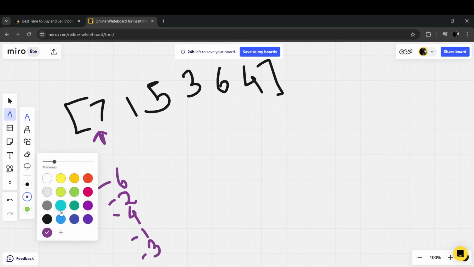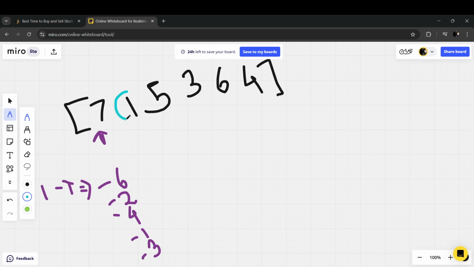Now I am at my 1, and I bought my stock at 1. I am selling it at 5, so now I have a profit of 4. At 1, now I sold at 3, I have a profit of 2. I sold at 6 rupees, I have a profit of 5. I sold at 4 rupees, I have a profit of 3.